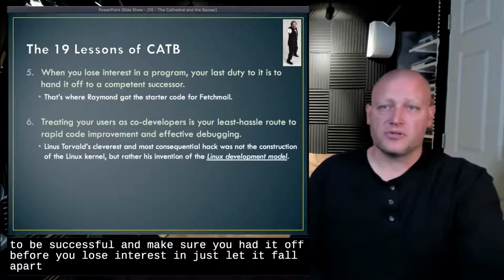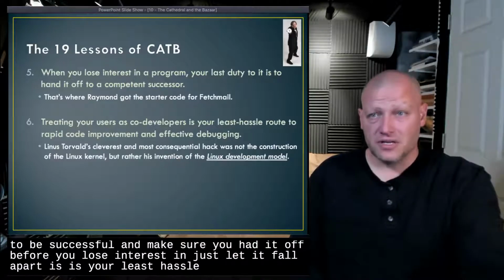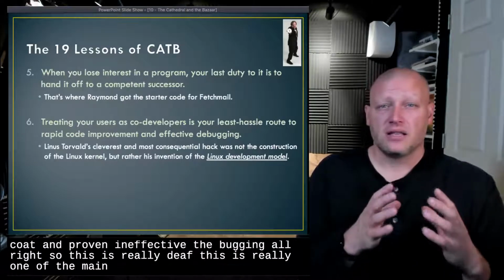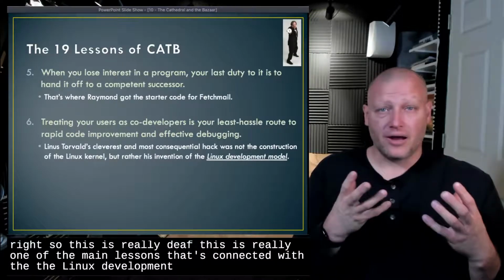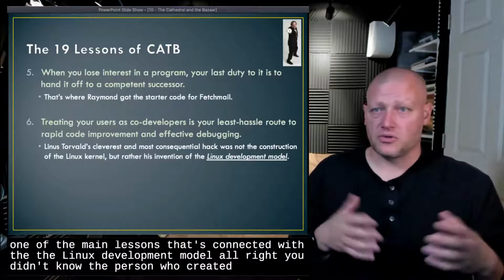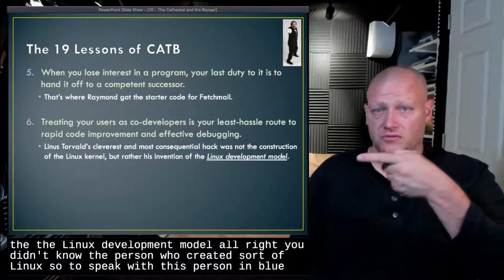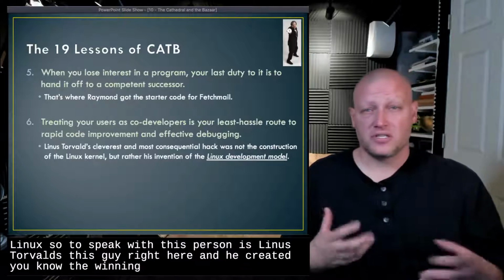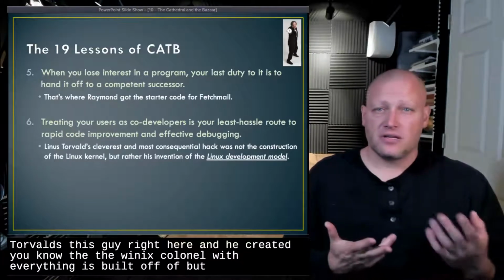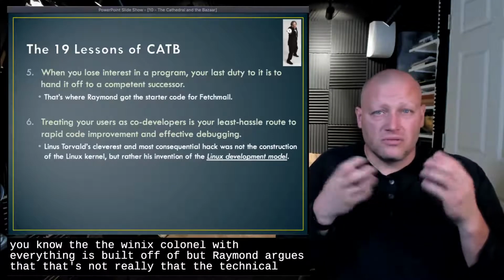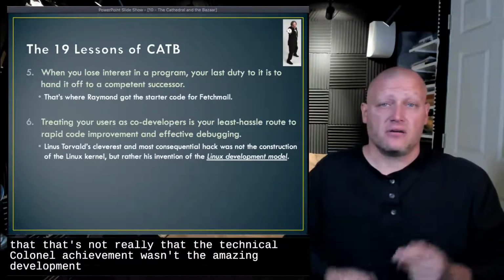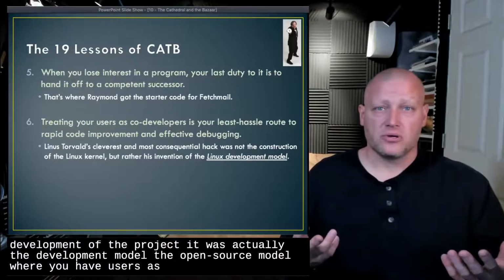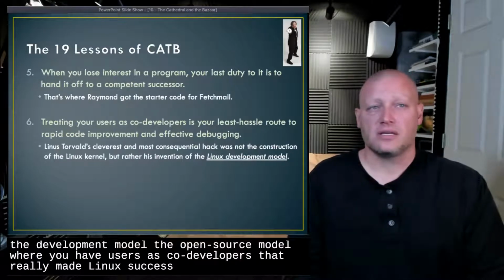All right, the next lesson: treating your users as co-developers is your least hassle route to rapid code improvement and effective debugging. This is really one of the main lessons connected with the Linux development model. If you didn't know, the person who created Linux, so to speak, was Linus Torvalds, this guy right here. He created the Linux kernel, which everything is built off of. But Raymond argues that the technical kernel achievement wasn't the amazing development of the project. It was actually the development model, the open source model, where you have users as co-developers, that really made Linux successful, because it got people to be engaged.